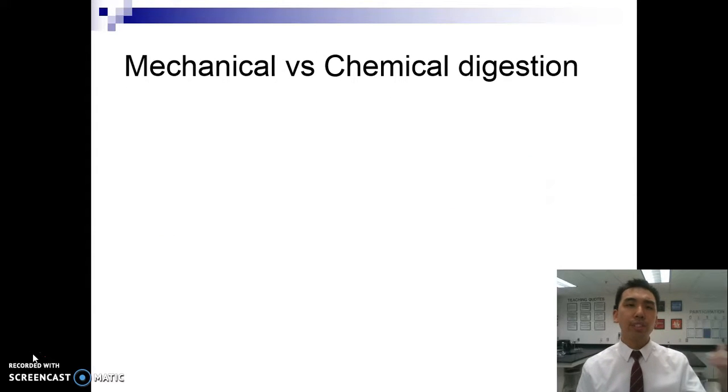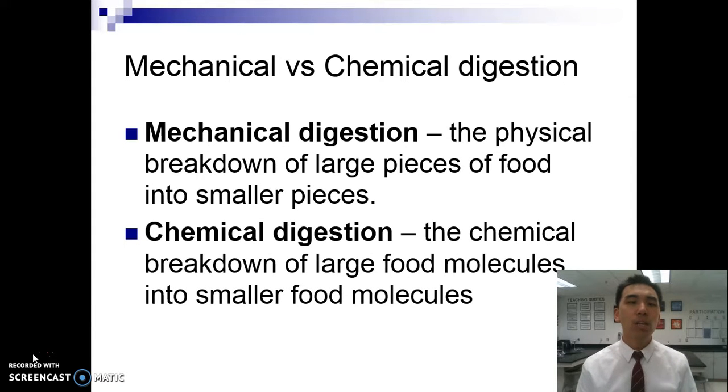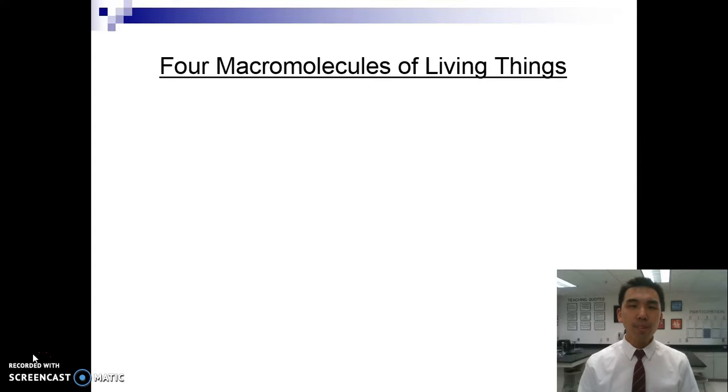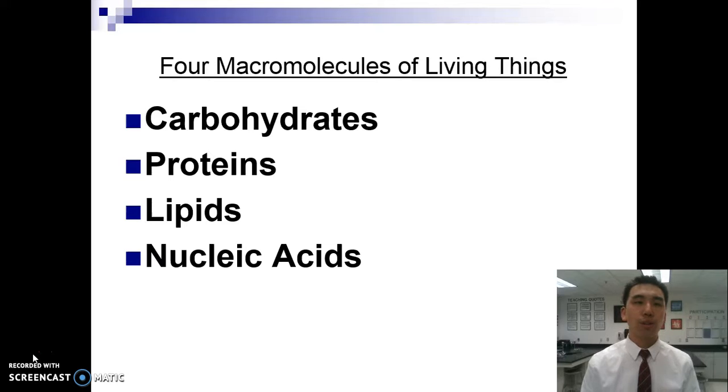Before we really get started, I want to go over two main things. One, you need to know the difference between mechanical versus chemical digestion. Mechanical digestion is pretty much any physical breakdown of food, and chemical digestion is pretty much any chemical breakdown of food using enzymes and or chemicals. You also need to know the 4 macromolecules of living things. We're going to focus on carbohydrates, proteins, and lipids today. And nucleic acids is number 4.